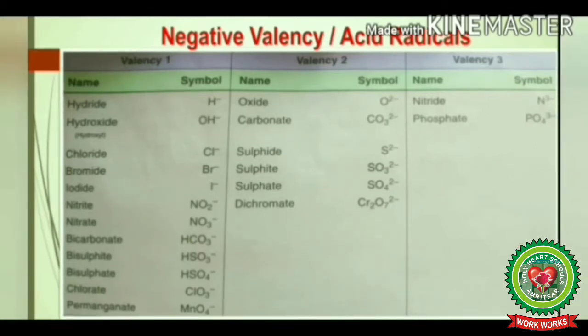Next, -2 valency: oxide O2-, carbonate CO3 2-, sulfide S2-, sulfite SO3 2-, sulfate SO4 2-, and dichromate Cr2O7 2-. Next, -3 valency: nitride N3-, phosphate PO4 3-.